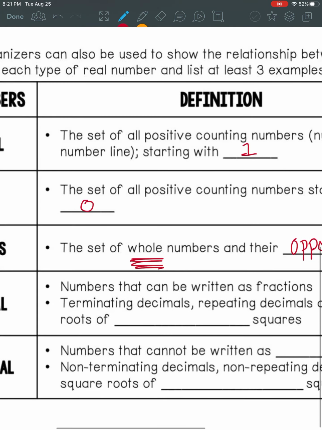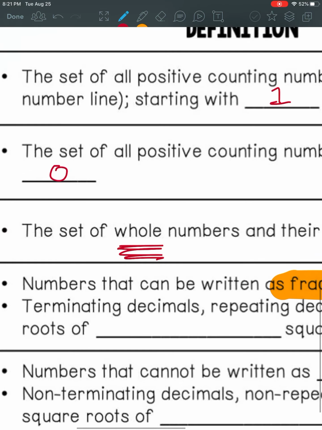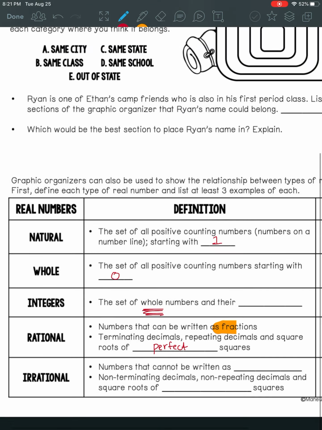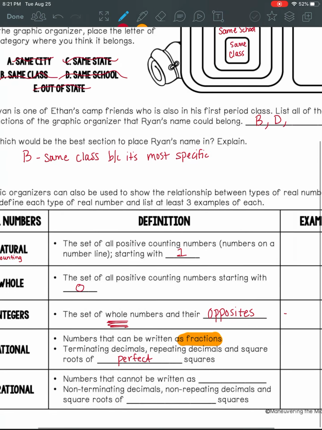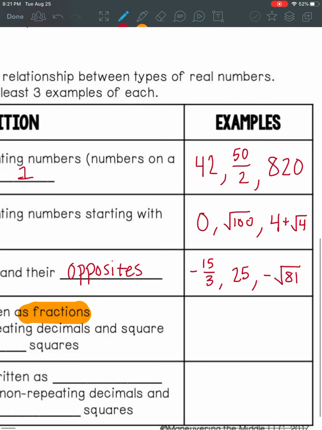Okay, positives and negatives. Rational are any number that can be written as a fraction. That's the best, easiest definition I can give you. So terminating decimals, repeating decimals, those can be written as fractions. And then square roots of perfect squares. So if they come out to a whole number, that's what a perfect square is, then it's a rational number. So for example, now we get into our fractions and decimals. Let's say 12 and 5/7. Okay, it would be a rational number.